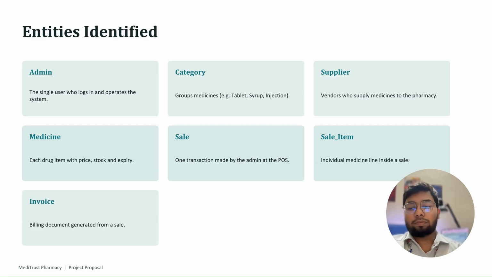Then the medicine entity stores details of each medicine, including its price, quantity, and quality. Then the sale entity records each customer's transaction made at the point of sale. Then sale item stores the individual medicines included in each sale. Finally, the invoice stores the billing document generated after the sale.